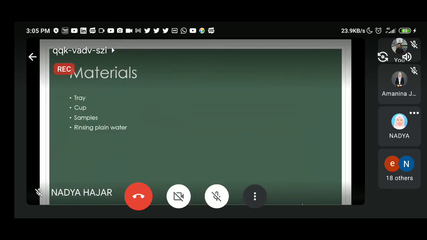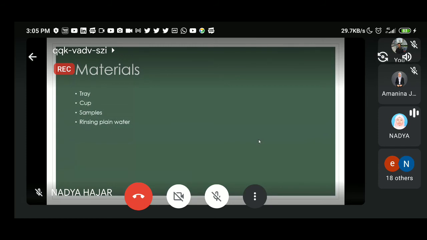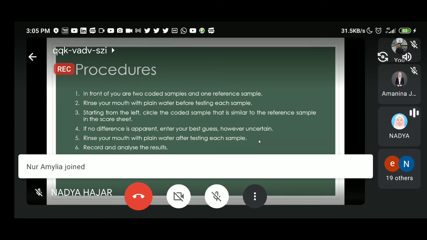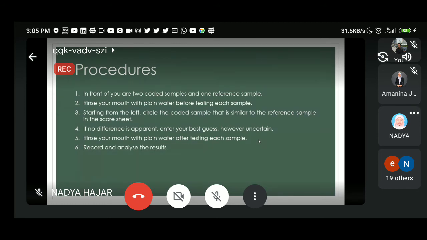Okay. So sama juga macam yang tengok dalam video, ada tray, ada cup, ada samples, ada rinsing plate, water. Okay, here ada procedures. Sama juga macam triangle test tadi. Tapi dekat sini kita ada reference sample. Okay, if no difference is apparent, enter your best guess, however uncertain. Walaupun you rasa macam tak ada perbezaan, tapi you circle je yang mana you rasa itulah yang sama dengan reference.